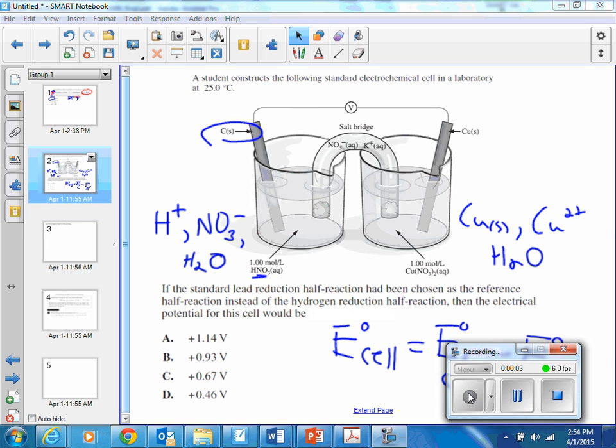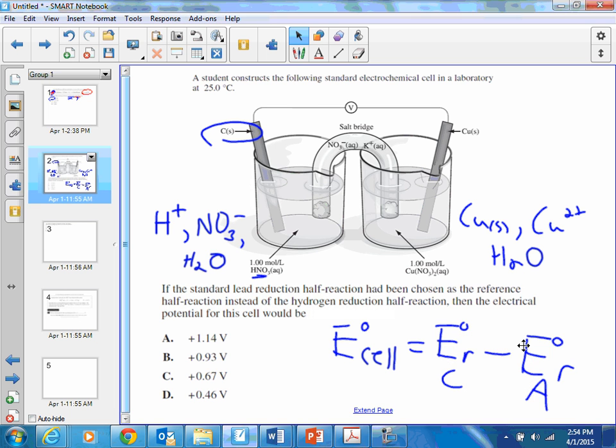All right, so for this particular question, they've given us a voltaic cell, and we're asked to find the cell potential, but there's a little bit of a twist. They're saying that instead of using the hydrogen half reaction as our reference cell with a value of 0 volts, we're going to change it so that the standard cell is the lead half reaction.